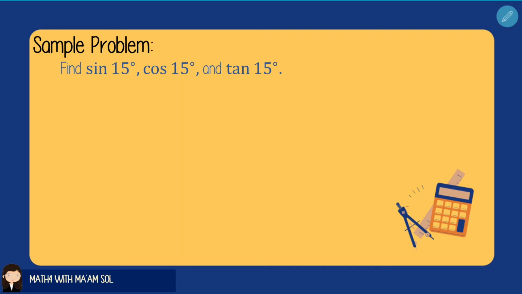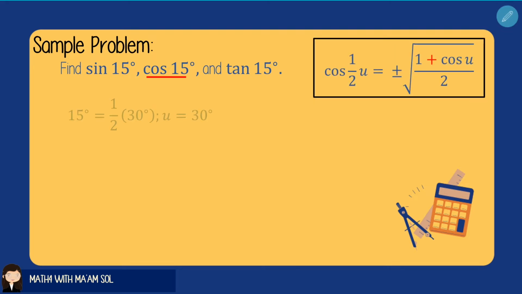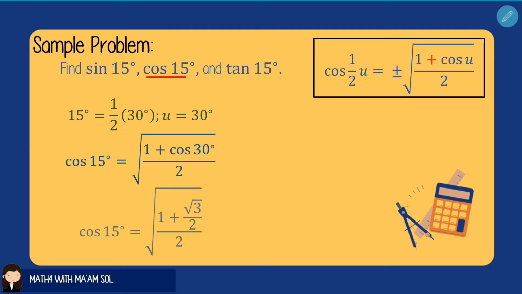We also want to find cosine of 15 degrees. So we still use the fact that 15 degrees is half of 30 degrees. If you notice, the formula is actually almost the same as sine of 1/2 u, only that the operation now between 1 and cosine u is addition. So we do the same and change it to addition. So we have cosine of 15 degrees equals the square root of the quantity 1 plus cosine of 30 degrees all over 2. When we plug in the value of cosine 30 degrees, we have the square root of the quantity 1 plus square root of 3 over 2 all over 2.